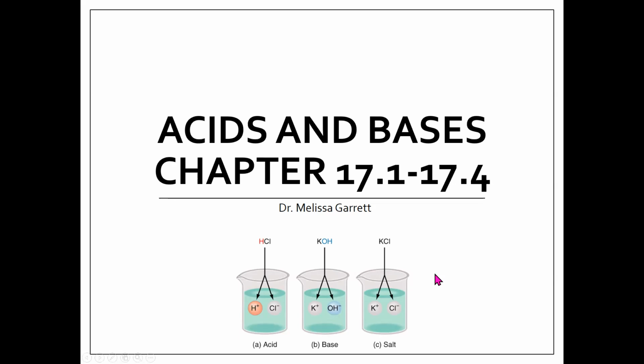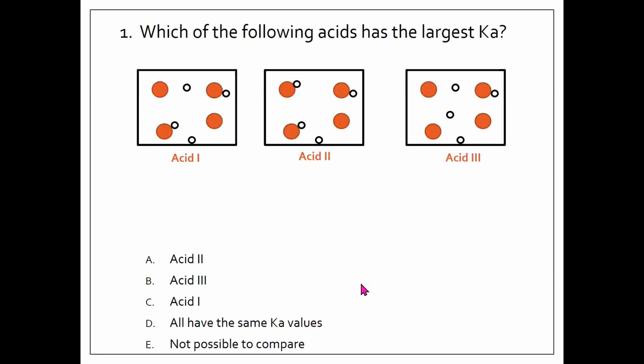In this video, we're going to go over the acids and bases chapter from 17.1 to 17.4. So these are the solutions to the in-class activities. The first question we're asking is, which of the following has the largest Ka? So the largest equilibrium constant.